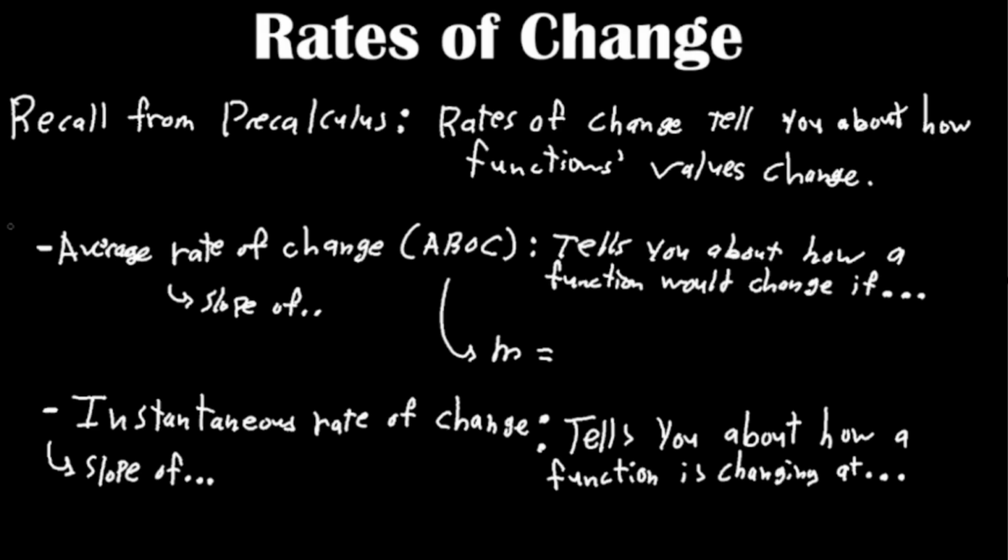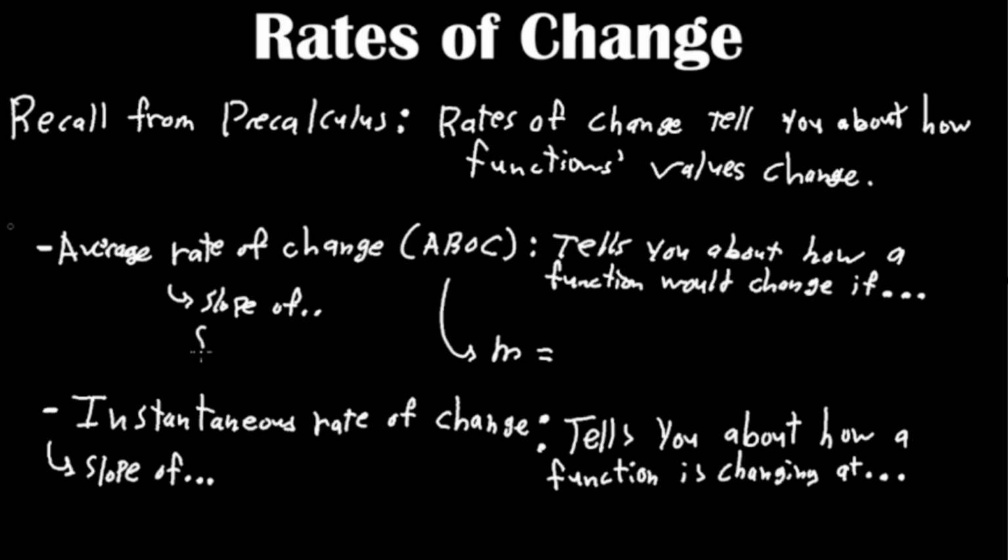Alright, so just recall from pre-calculus, rates of change tell you about how a function's values change, right? So if a rate of change is positive, that means a function is increasing. If a rate of change is negative, it means a function is decreasing. So there are two main types of rates of change that you should know. First, the average rate of change.